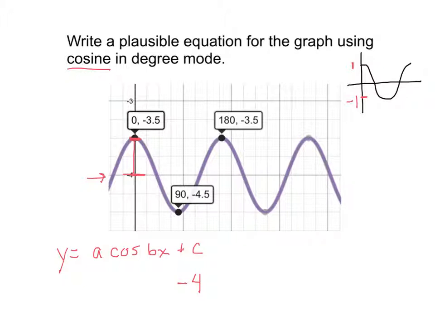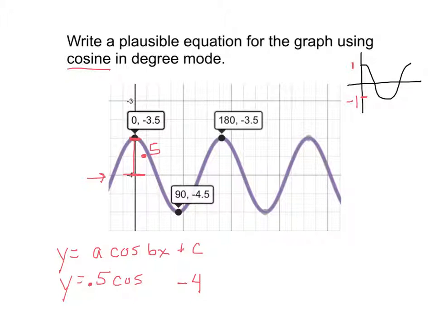So what's that distance right there? 0.5. So what does that change in our equation? A. So it's 0.5 or a half. So y equals 0.5 cosine.